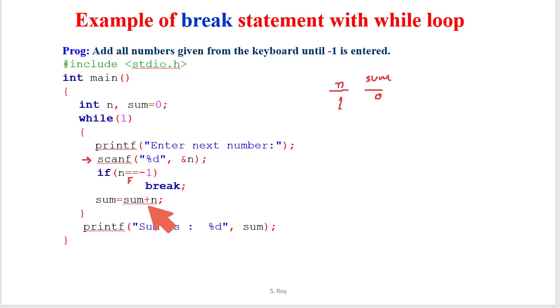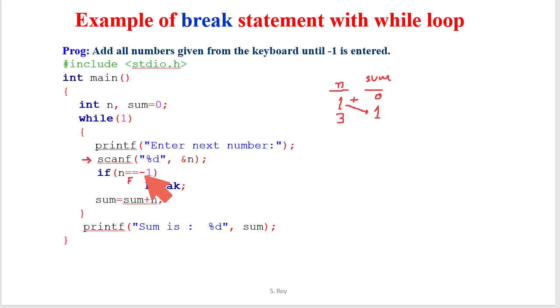Sum plus n will be executed. So now this sum 0 and this 1 will be added, and ultimately the result will be stored in sum. So now the value of sum is 1. It will return to the start of this while loop. Again, the next value from the keyboard is expected. Say we will enter the value 3.